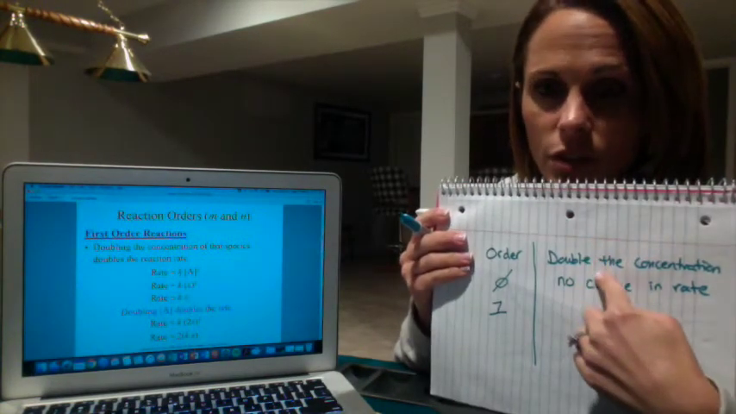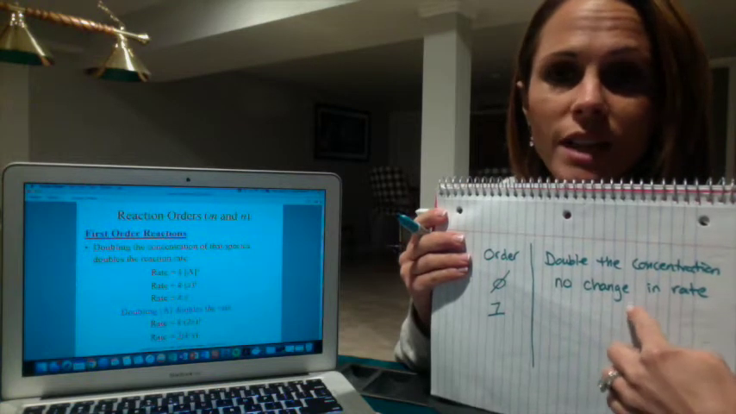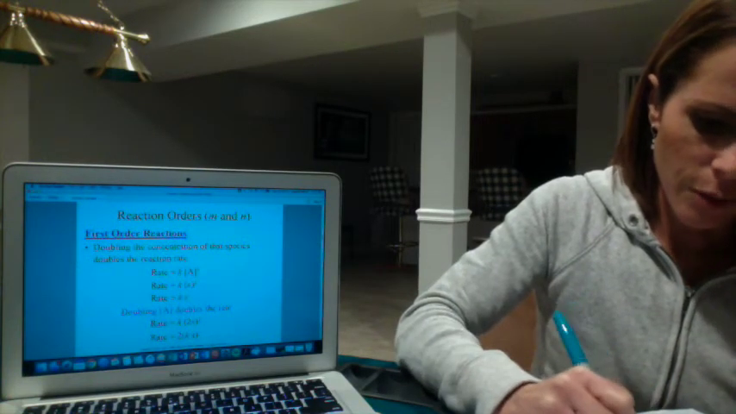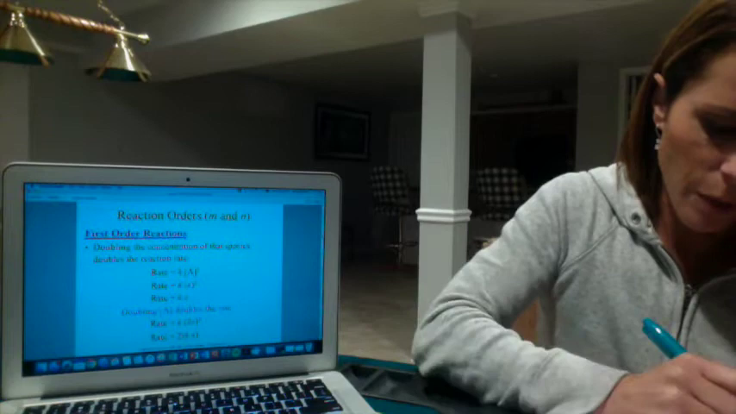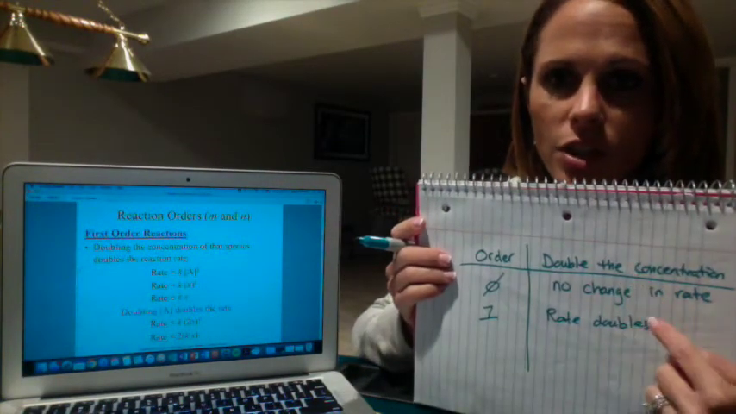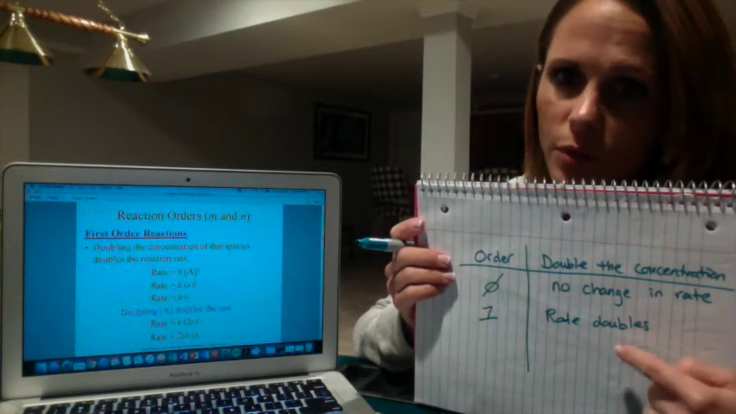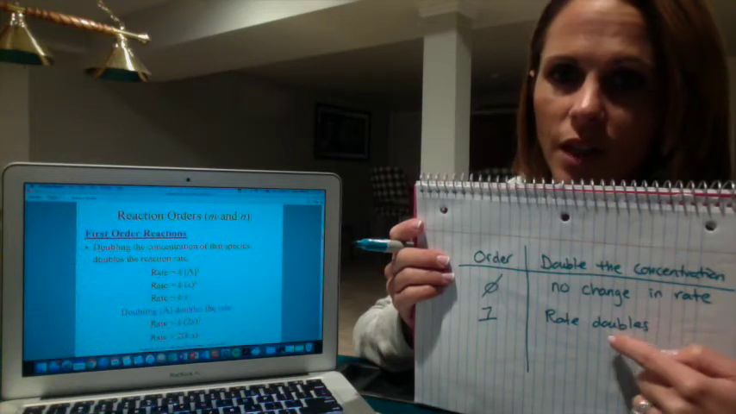All right, so then the next one is the first order reaction. So if it's going to be first order, and we double the concentration, and we see that the rate doubles, then it's a first order reaction. So this is what you're going to sort of memorize, right? So far, if we double the concentration and no change occurs in the rate, then it's 0 order. If we double the concentration and the rate doubles, then it's going to be first order.